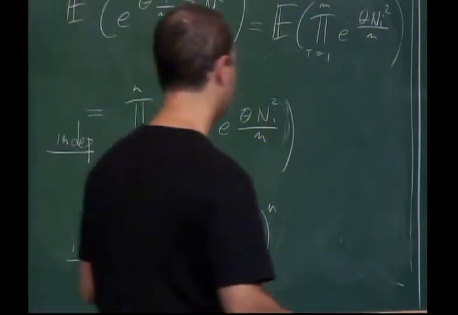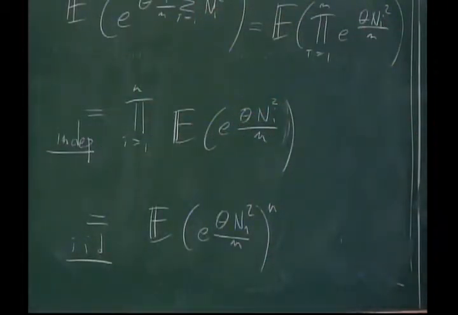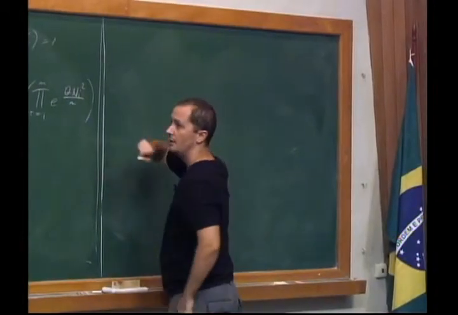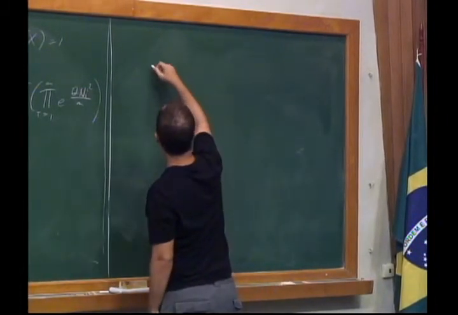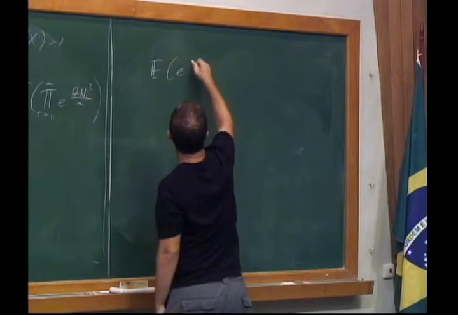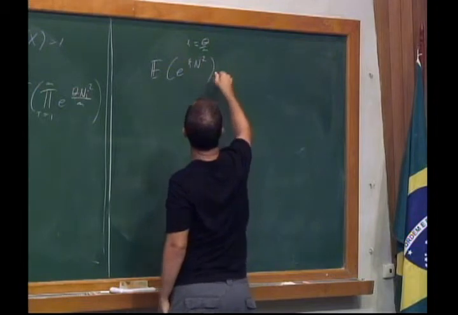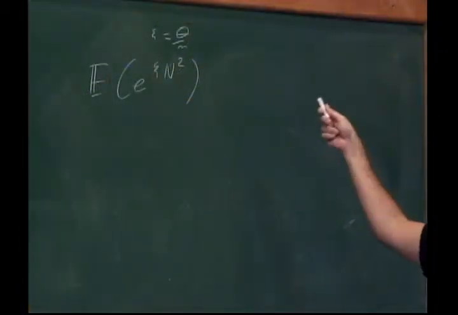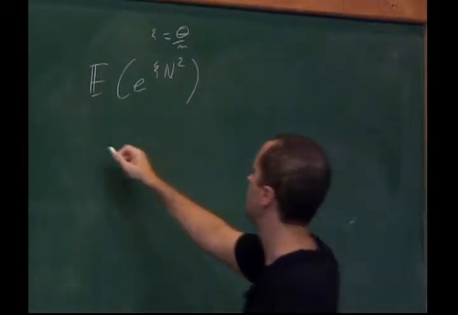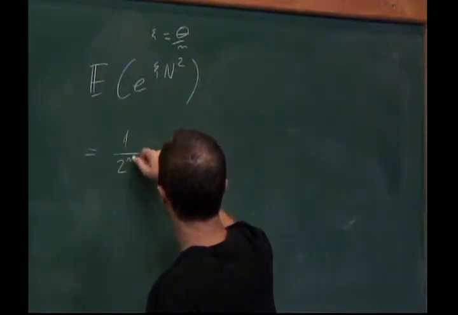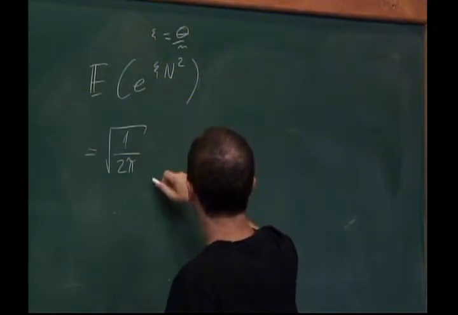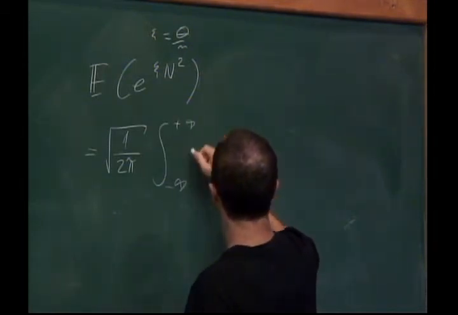And let me just very quickly point out what the calculation would be. So how do you compute something like this? You take xi, it's going to be theta over n. You have a standard normal random variable. How do you compute this expectation? Well, we know how to compute expectations: you just integrate against the density. And it turns out to be an especially nice integral.